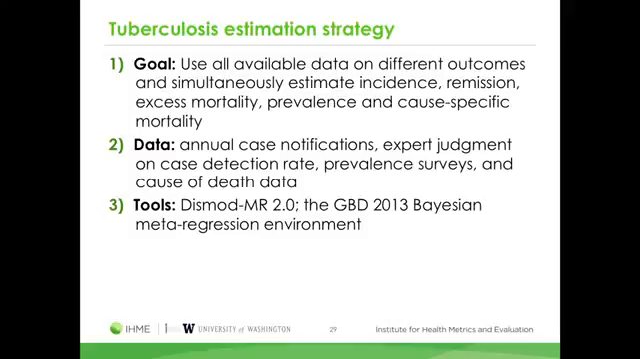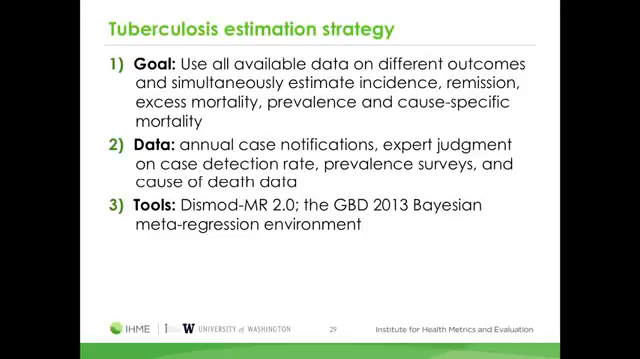So the goal, of course, is to use all the available information that exists on TB to come up with our best unbiased, coherent estimate with reasonable uncertainty for incidence, prevalence, and death for tuberculosis. And the way we do that is look at what's out there. So there's annual case notifications. There's expert judgment, which I'll come back to on the case detection rate. There are now more and more population-based prevalence surveys, but still very patchy. And there's vital registration and verbal autopsy data for tuberculosis, which is probably not too bad.